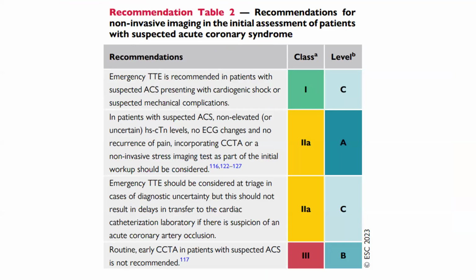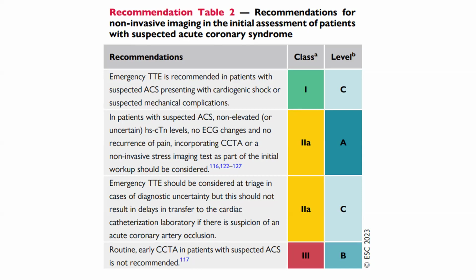Now, with respect to non-invasive imaging and the initial assessment of patients with suspected acute coronary syndrome, an emergency transthoracic echocardiogram is recommended in patients with suspected ACS presenting with cardiogenic shock or suspected mechanical complications. And this is obvious. If you have a patient with ACS who is in shock, you want to look at the heart and rule out mechanical complications at least, or assess the left ventricular function.